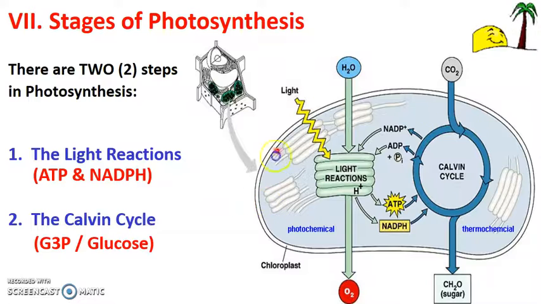So as you see in this diagram for the chloroplast, light and water will be used in the thylakoids to produce ATP and NADPH, and oxygen will be released as a waste product. The energy from the light reactions will then later be used in the Calvin cycle to turn CO2 from the atmosphere into sugar.